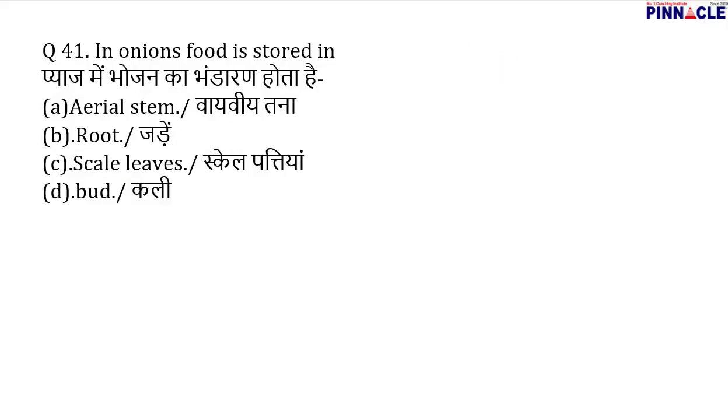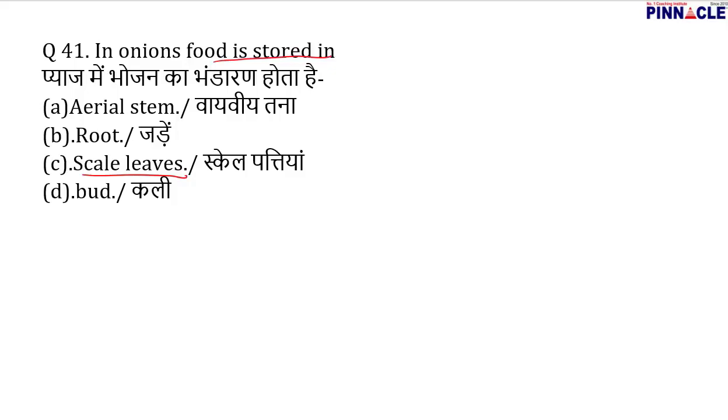Moving to question number 41. Question number 41 is: in onions food is stored in. We all eat onion, and we have been asked where the food is basically stored. The food is stored in scale leaves in case of onion. The food is basically stored in the form of specialized fleshy leaves, and these fleshy leaves are said to be scale leaves. So for question number 41, C, that is scale leaves, is the correct option.